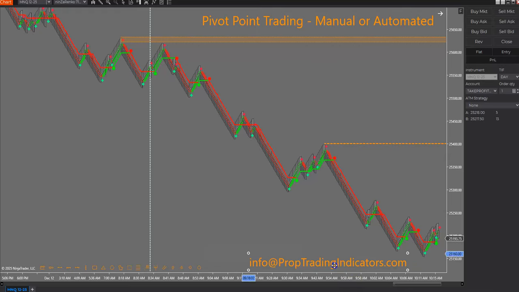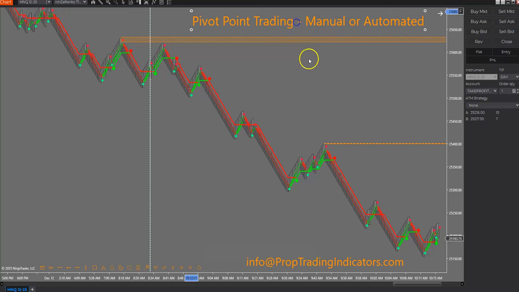Then I'll resume automated trading at the beginning of the next year, for the first full trade week into 2026. So pivot point trading, you can do it manual or automated.